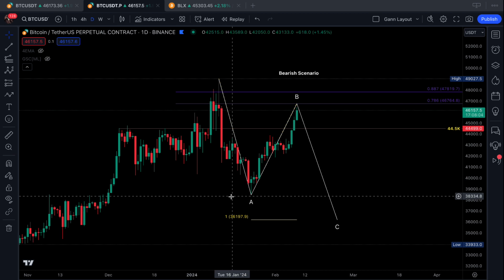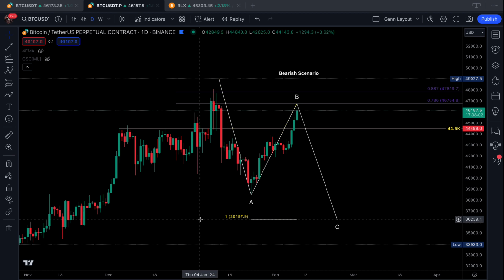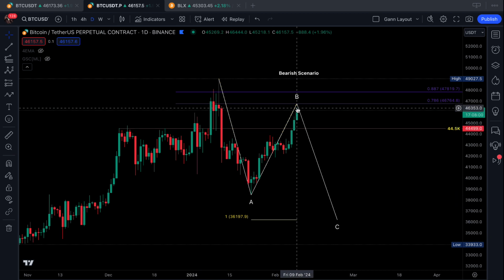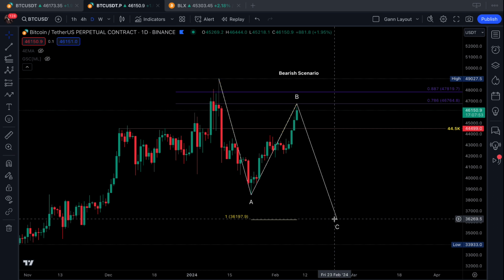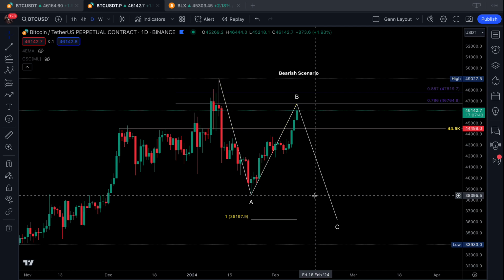Currently, the bearish scenario is possible, and assuming that this is the high, then the target is 36.2K. But currently, the bearish scenario is less likely, in my opinion.